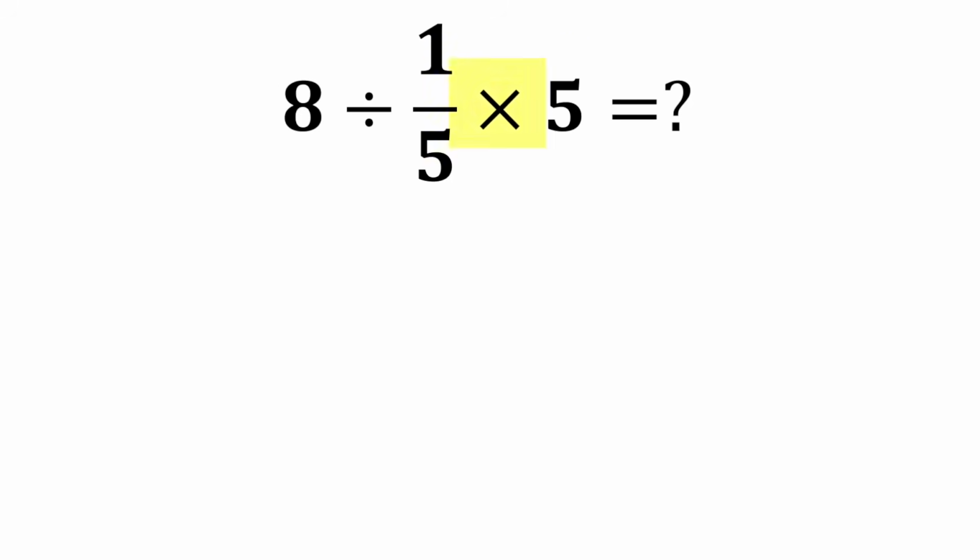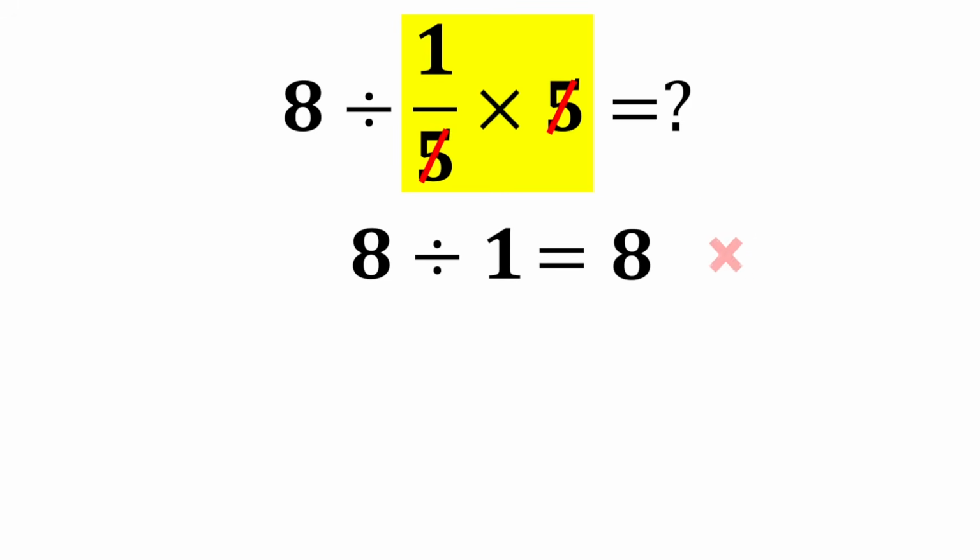First, we perform this multiplication. 1 over 5 multiplied by 5. This 5 and this 5 cancel each other out, and only 1 remains. Finally, 8 divided by 1 equals 8.